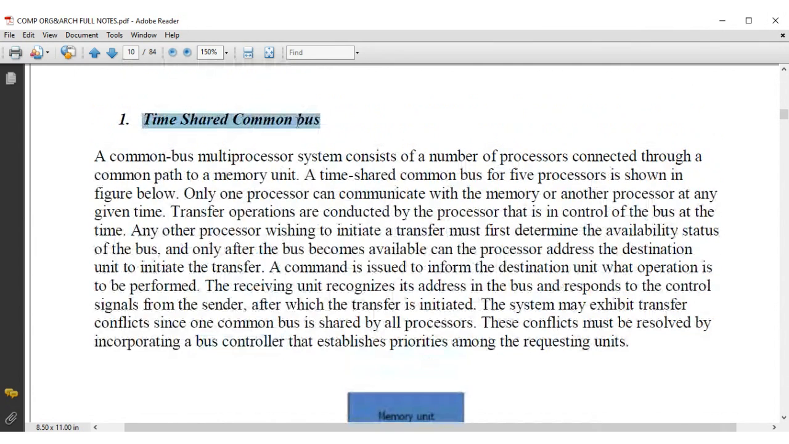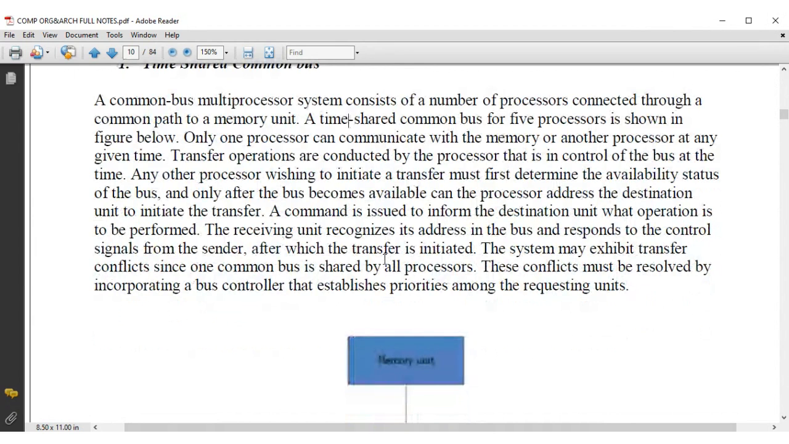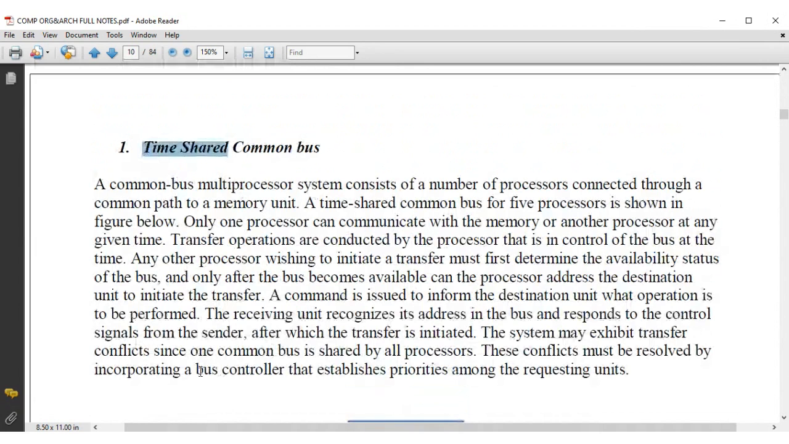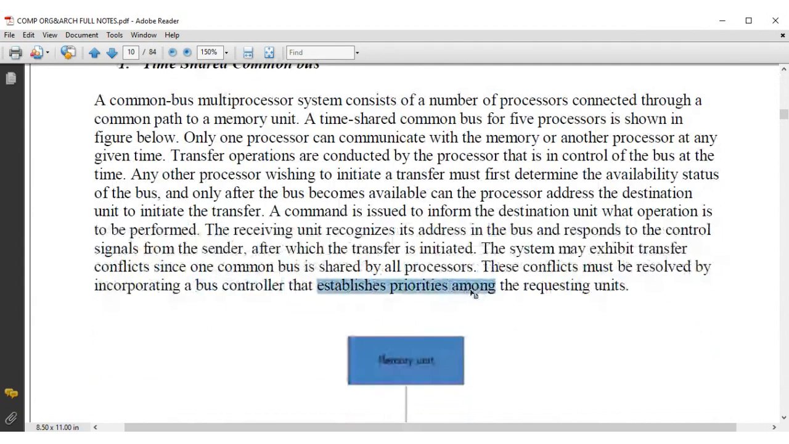So if I ask you in an exam, what manages prioritization of transfer in a time shared common bus? It is the bus controller. It is the one that manages prioritization.